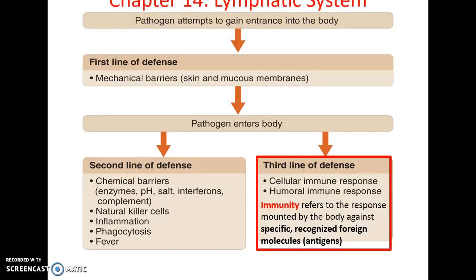So, as we mentioned last time, we have various lines of defense. First line of defense to keep things from getting into the body. Second line of defense, always present, always ready to get active for any general pathogen. Then we have the third line of defense. This is the specific immunity.